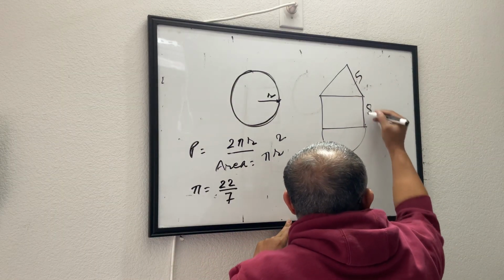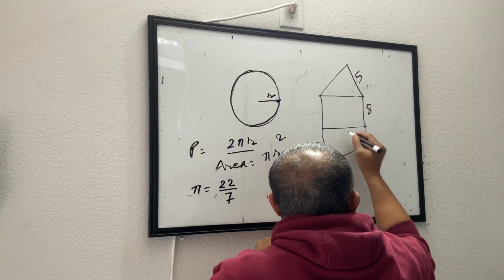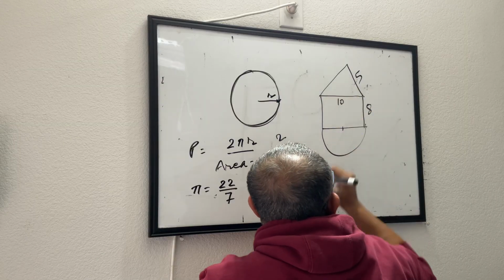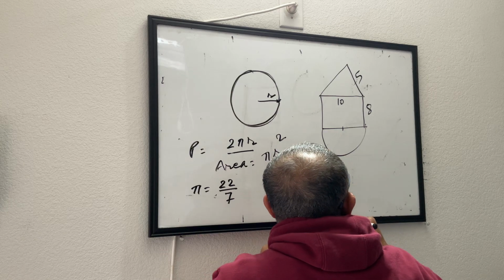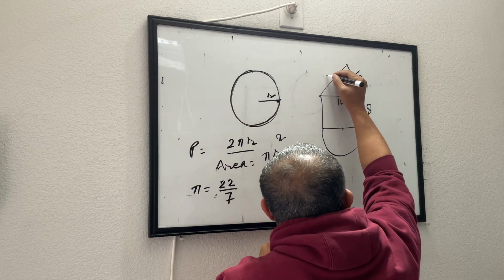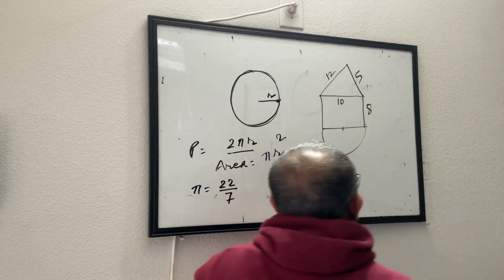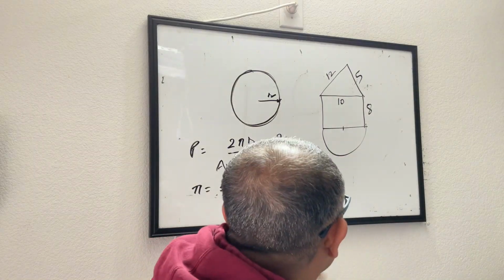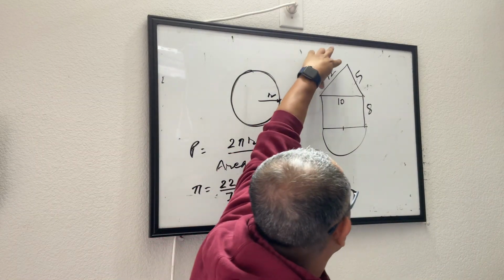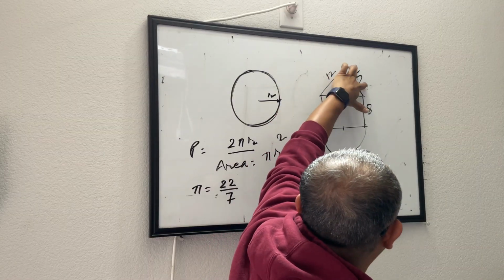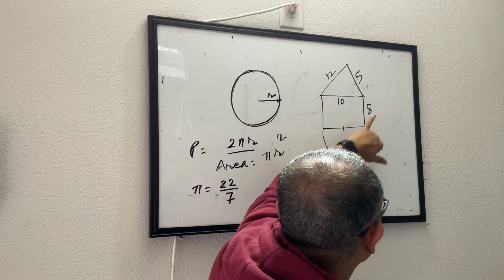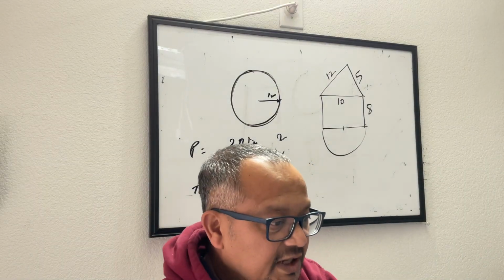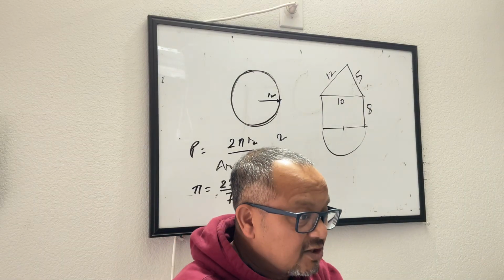Let me give you guys this length. I have given this side is 12, this side is 5, this side is 10, this side is 8, and I'm asking you guys to find out the perimeter of this object that you see on the board. I don't know what it is called.